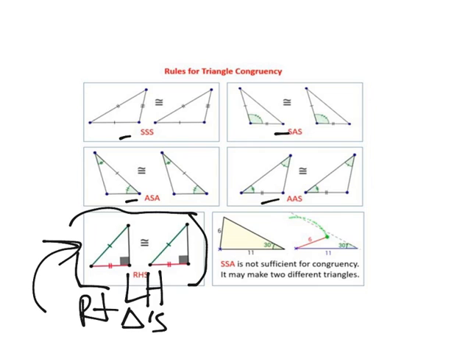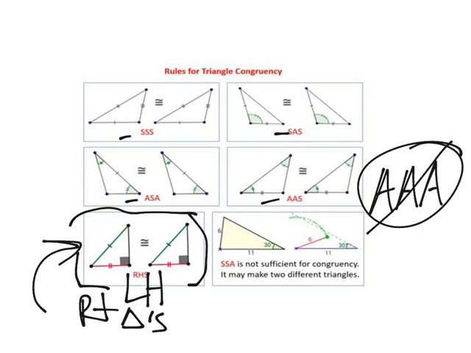And of course, SSA is not sufficient for congruency. It makes two different triangles. And then there's another one that is not mentioned here because it's not a real theorem. We call it AAA. Do not make the mistake of using this. This is what we call the donkey theorem. Remember, it doesn't make sense. It doesn't work. We cannot prove triangles congruent by just the angles alone.